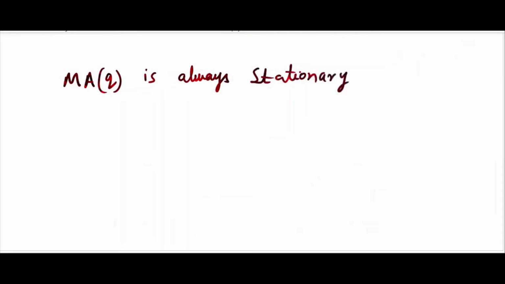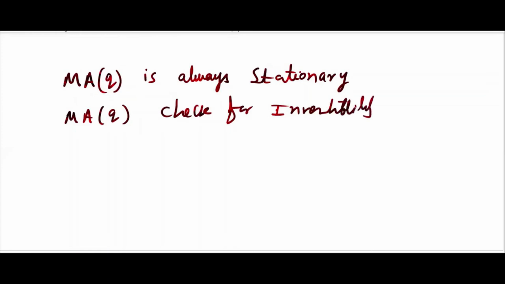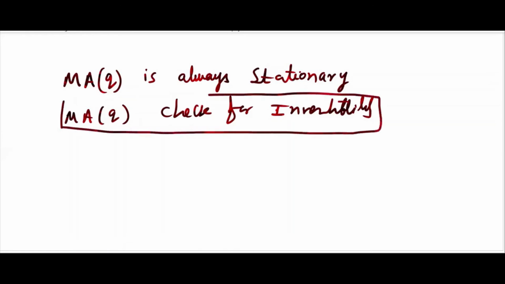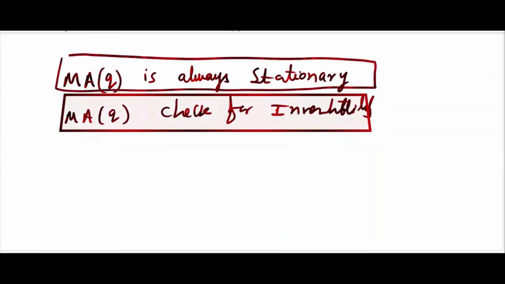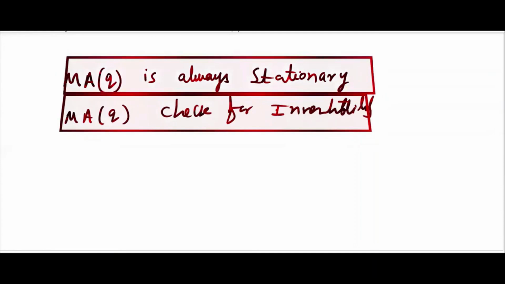So what will we check in an MA process and why will we check that? For MAQ, we will check for invertibility. Invertibility means we'll check whether the MA process is invertible or not. But this is always stationary. We'll not worry about the stationarity of an MA process. This is stationary because we can also check the correlations, variance, mean, constant, all those things. But remember, simply you can say it's a combination of random shocks or errors. So there is no way you can establish a link. Okay. So this is stationary.